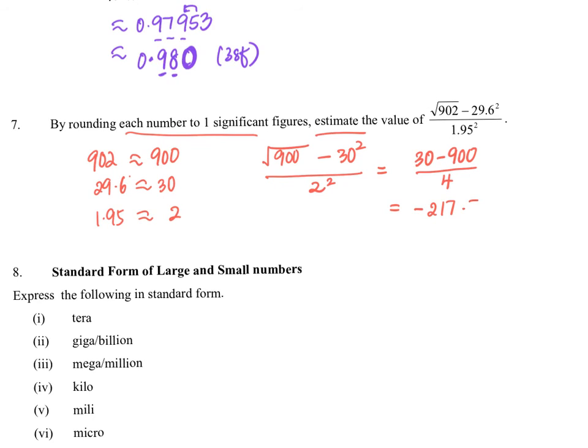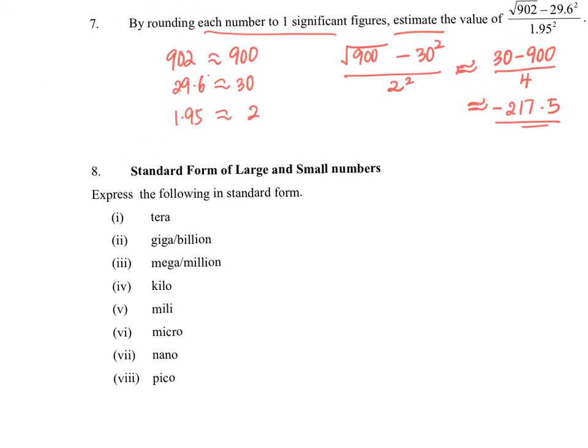217.5. Okay, according to my answer. Is this answer in 1/6? No, they never say. They only ask you to estimate. So now they say estimate. Can I put an equal sign here like that? I need to put an approximation sign. Okay?